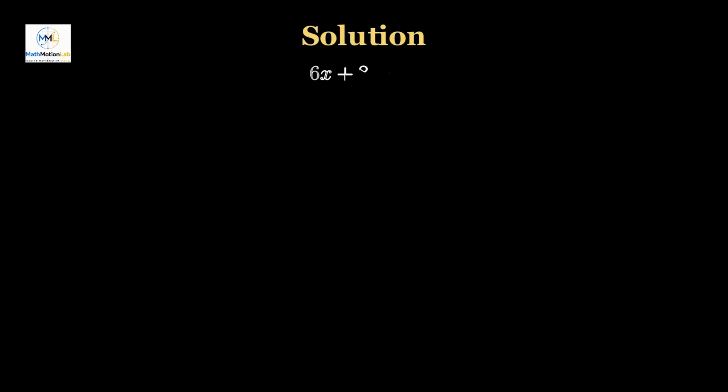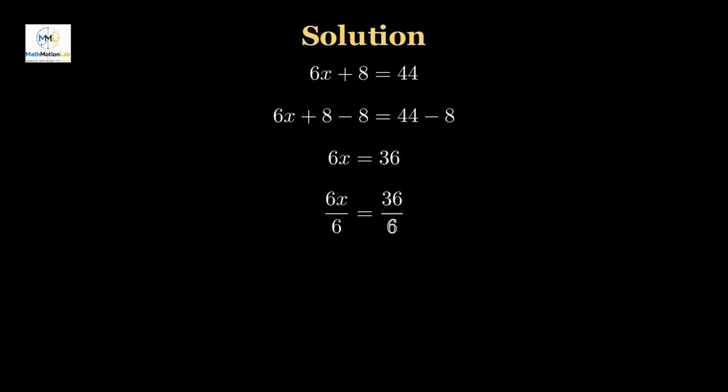Solution. Let's check the solution together. We begin with 6x plus 8 equals 44. Our first step is to eliminate the positive 8. Subtract 8 from both sides of the equation. This leaves us with 6x equals 36. Next, divide both sides by 6. The final answer is x equals 6.